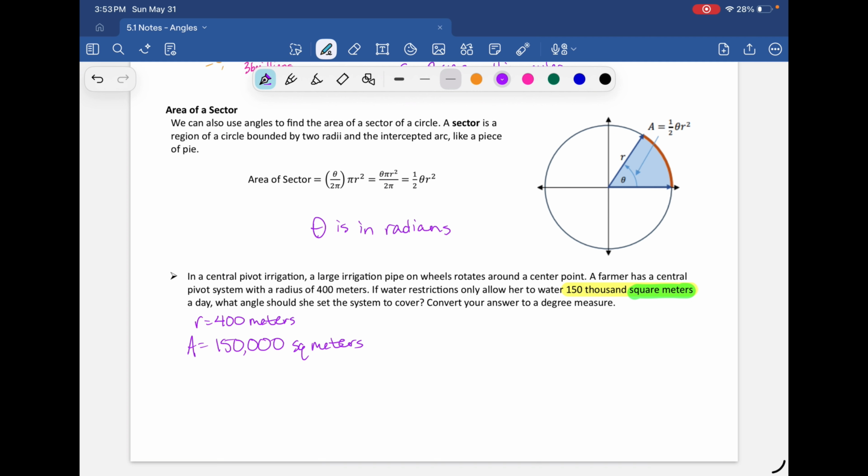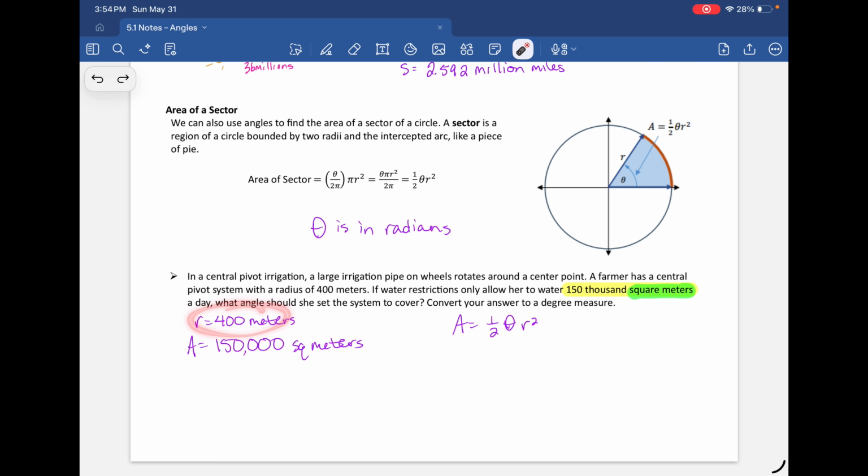What angle should she set the system to cover? All right, so area of a sector equals 1/2 theta times radius squared. So there are 3 variables there: area, theta, radius. I have radius and I have area, which means I have enough to solve for theta.